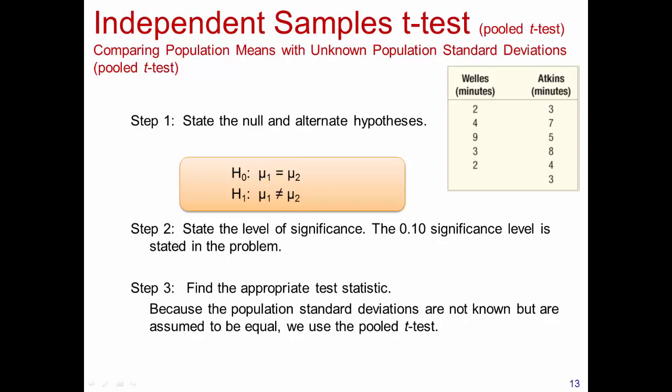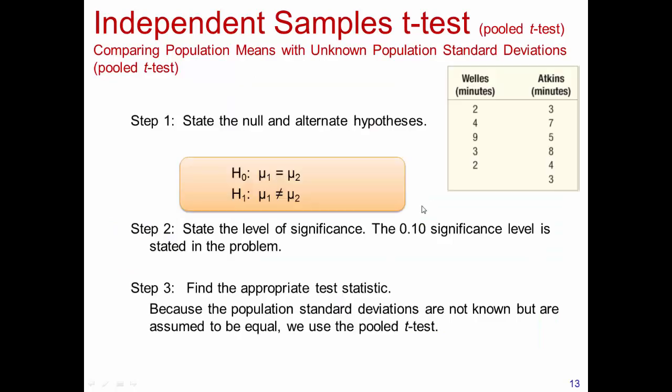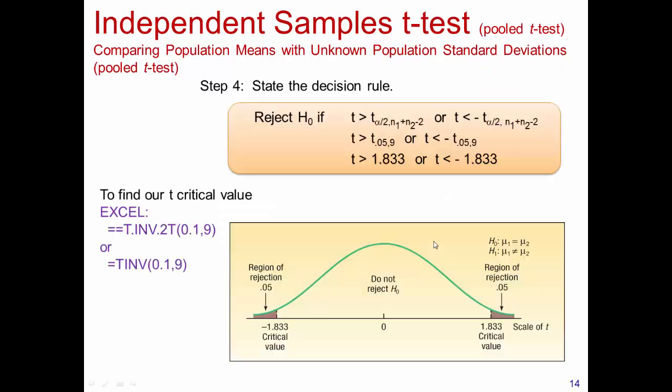Step 4, of course, is to formulate a decision rule. In this case, our decision rule is that we're going to reject the null hypothesis if the t-test statistic is greater than the t-critical value or less than the negative t-critical value. And in this case, we're told in our example that we have a 0.10 significance level. So that's a little bit different from what we've been familiar with or been using in the past.